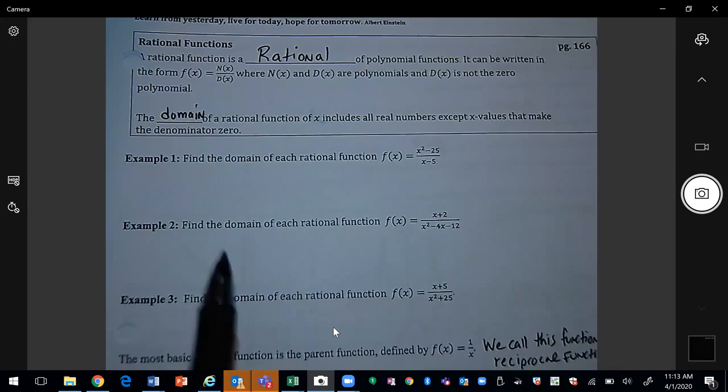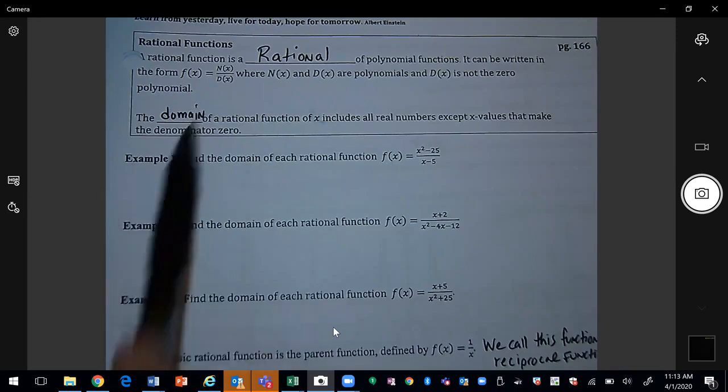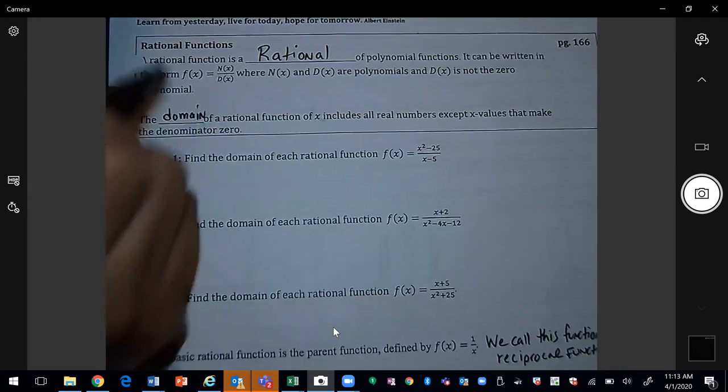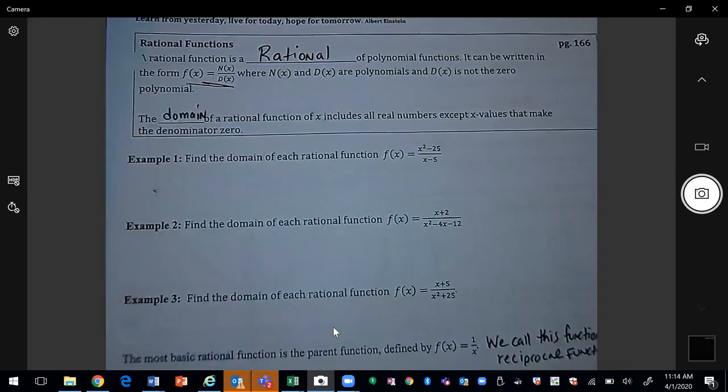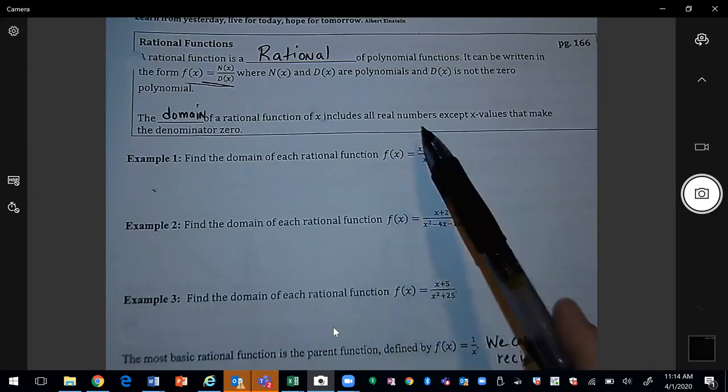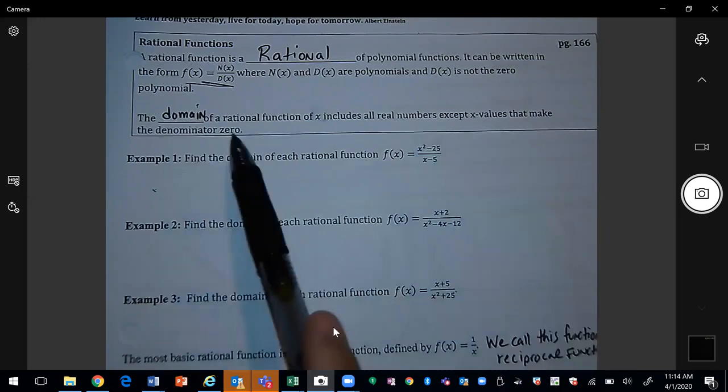So one of the first things we want to do is to look at how a rational function is set up. And basically, it's a polynomial divided by another polynomial. And the domain is going to be all real numbers except for those that cause the denominator to be 0.